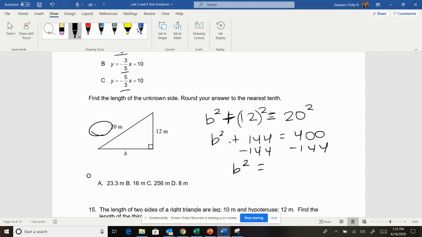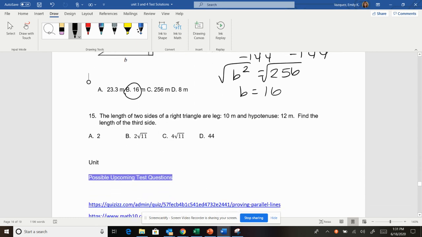And let's see, 400 minus 144 is going to give me 256. Then I have to make sure I square root both sides. And the square root of 256 is going to be 16. So B is the correct answer.